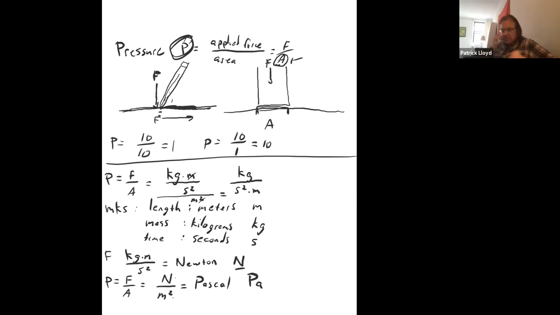But the problem with a Pascal is it's a really small unit of pressure for everyday life. So let's talk a little bit about that. Here's our first unit, the Pascal, which is a Newton per meter squared. But there's a certain issue with it being very impractical. So let me go over these pressure units.